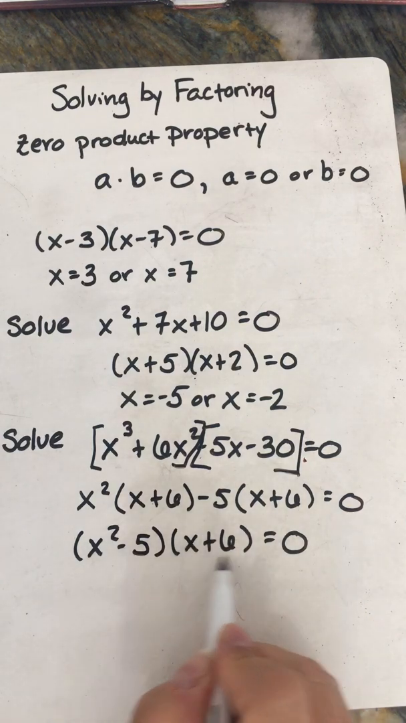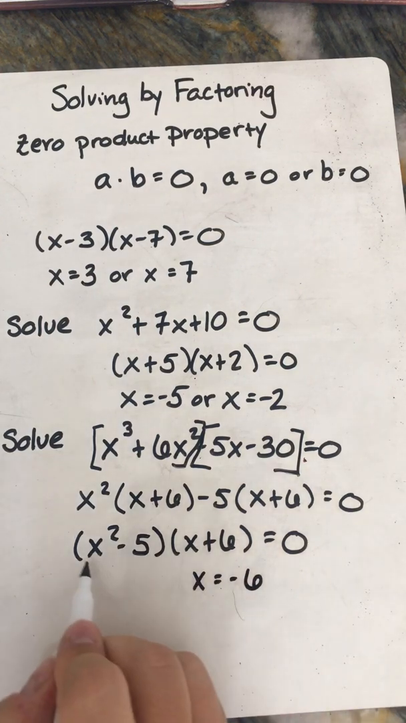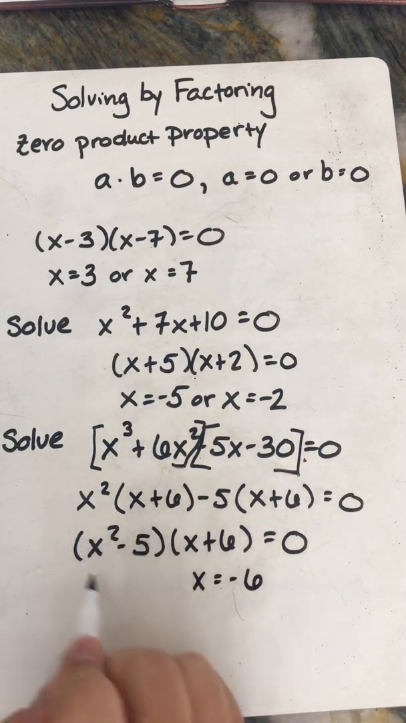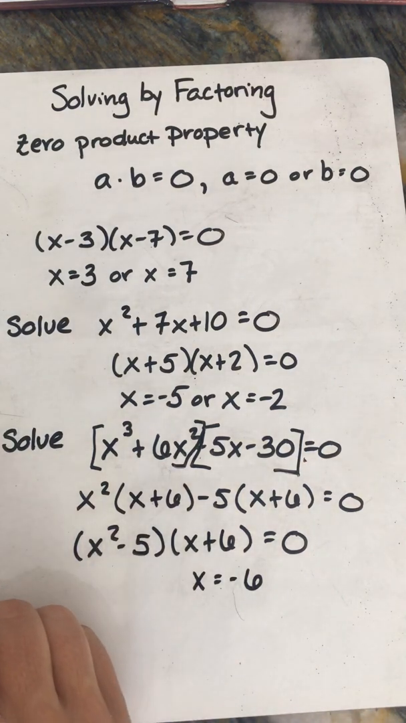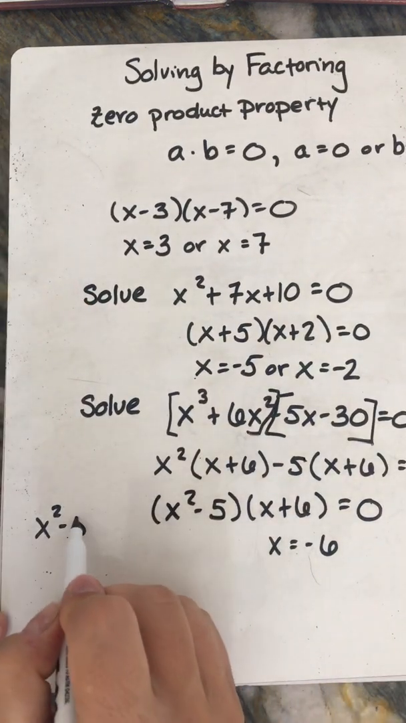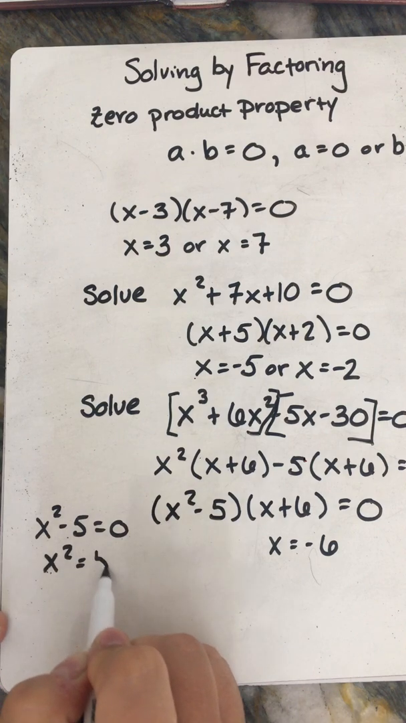What would x have to be in order to make this factor 0? x would equal negative 6. All right, now this one over here, what would x have to be in order to make this 0? Well, let's do x squared minus 5. x squared minus 5 equals 0. We can add 5 to both sides, so x squared equals 5.